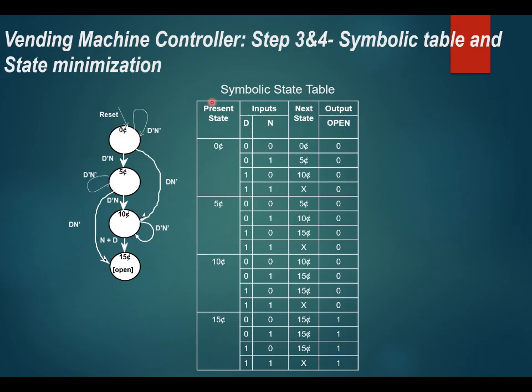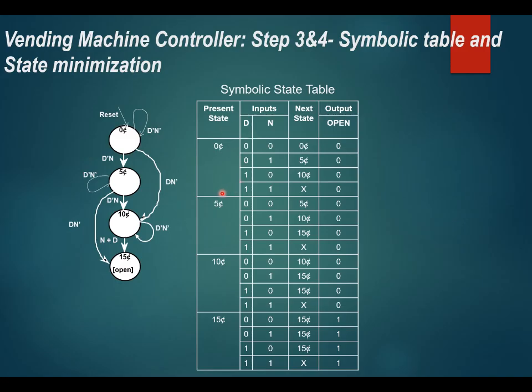Okay, so for the symbolic state table, there are 4 types of columns. The first column is the present state, the second column is the inputs, the next column is the next state, and the last column is the output. So it is something like a truth table, so you have to first fill out the present state and inputs in systematic order, where we have the present states labeled as 0, 5, 10, 15. So just list them in that proper sequence: 0 cent, 5 cent, 10 cent, 15 cent.